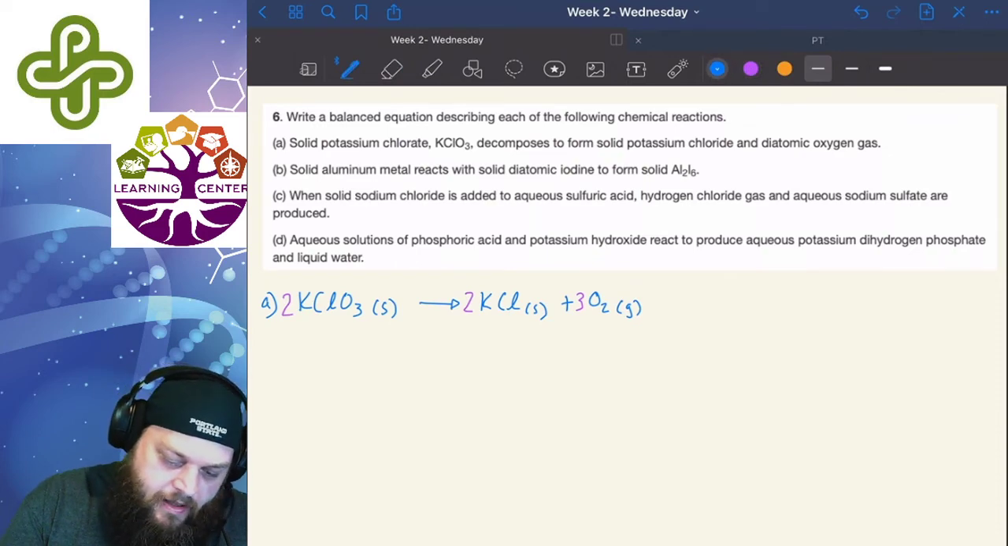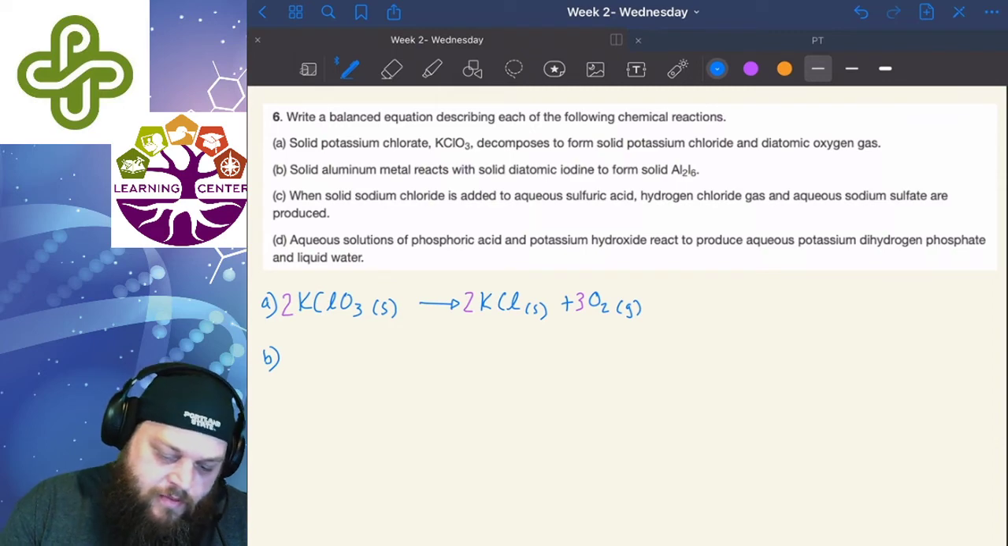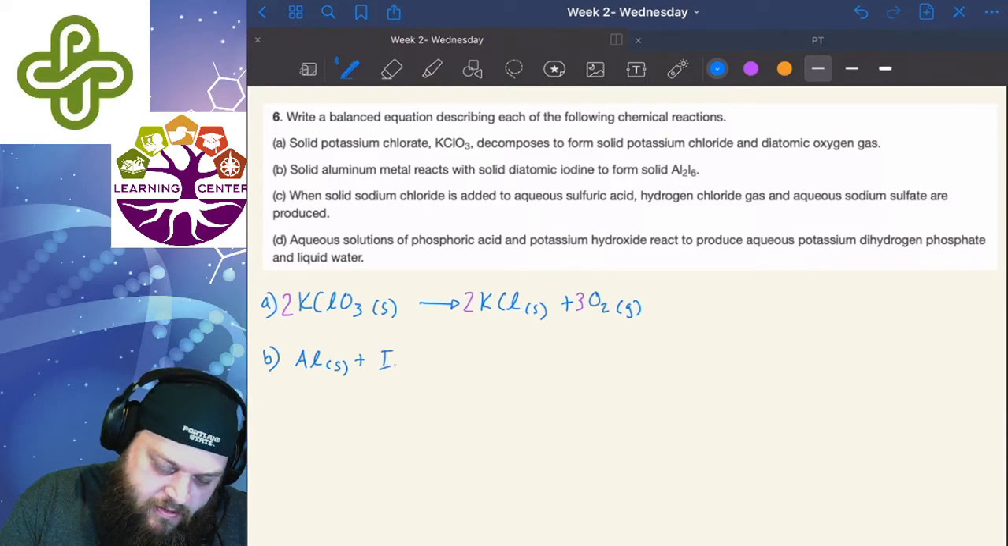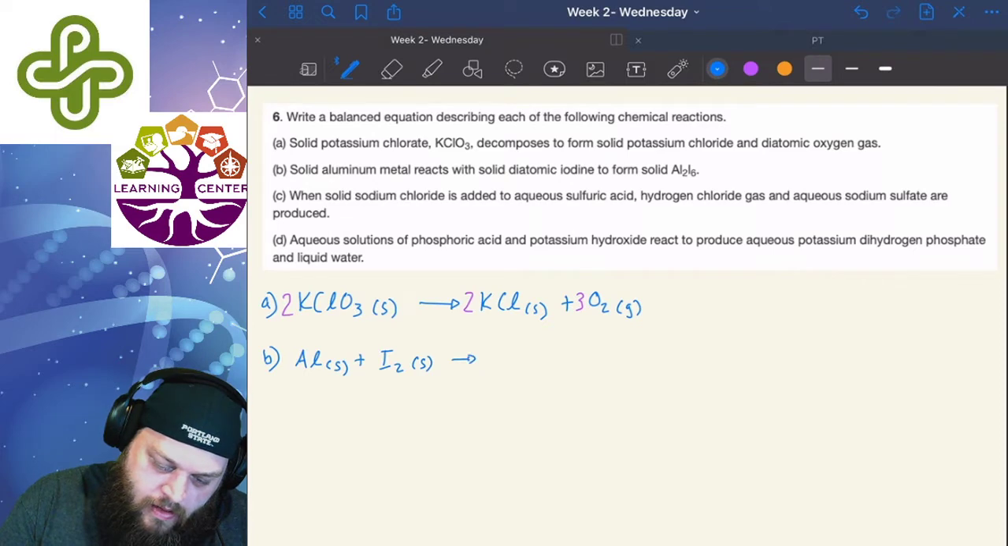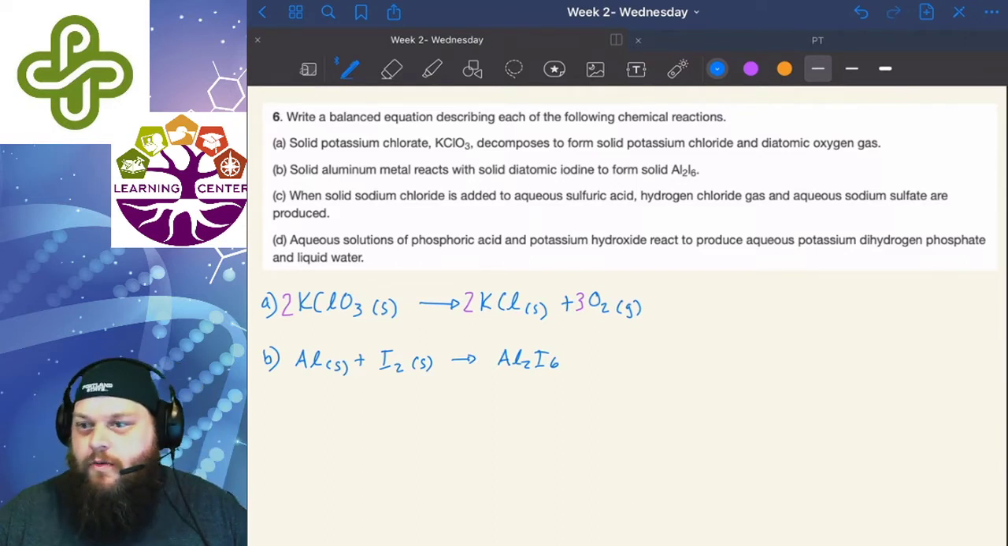Looking at part B, solid aluminum metal, so that's Al, solid, reacts with solid diatomic iodine. So that's I2, diatomic iodine, solid, to form Al2I6. So we only have one product on the right-hand side of the equation.